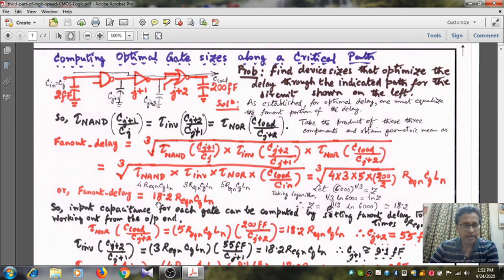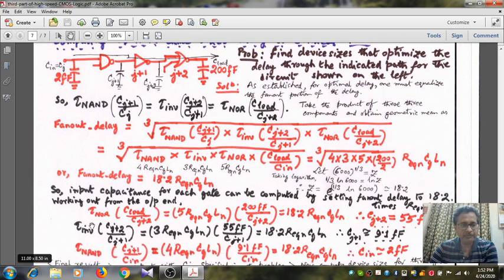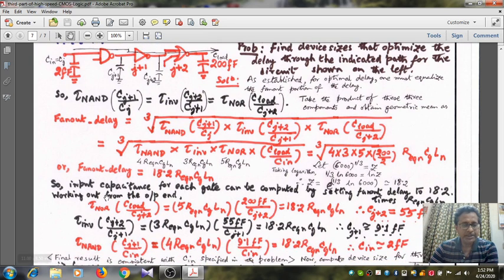So the input capacitance for each gate can be computed by setting the fan out delay to 18.2 and working out from the output, n, tau NOR. So I start from the output: tau NOR equal to C load by Cj plus 2, equal to 5 times Req and Cg ln into 200 by Cj plus 2. That should be equated to 18.2 into Req and Cg ln. Then I can easily get Cj plus 2, that means the input capacitance of the NOR gate should be 55 femtofarad.